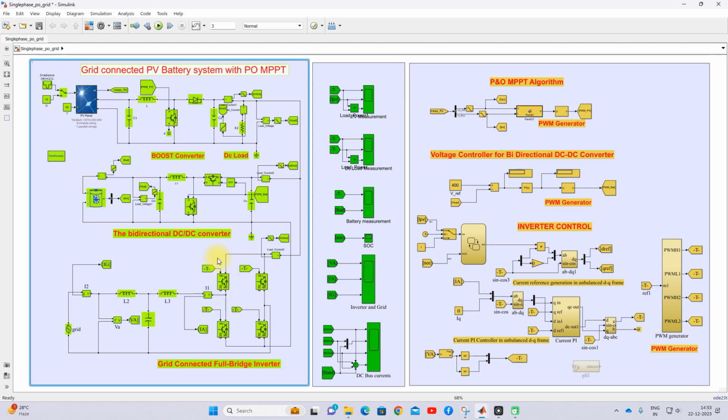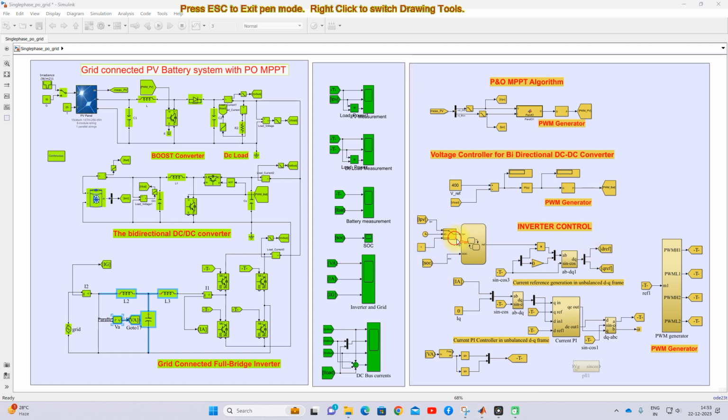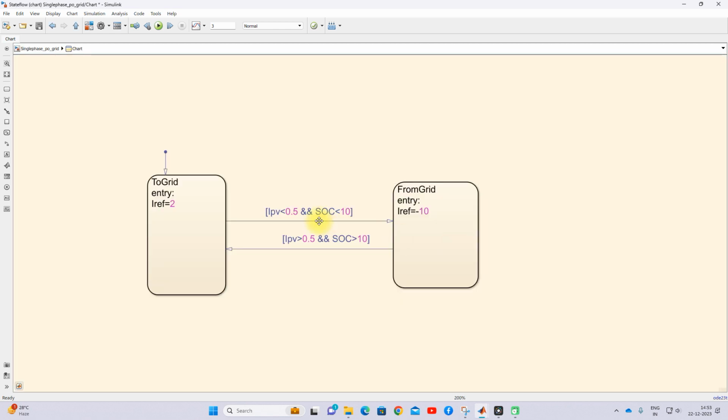Okay, next we have the grid inverter, and the grid is connected by an LCL filter, and then here we have the control logic. So this is the inverter control logic. Here we are going to use the DQ control concept. Okay, so here we are going to control the inverter based upon the PV current and the SOC of the battery. So for that we have the control logic here, right?